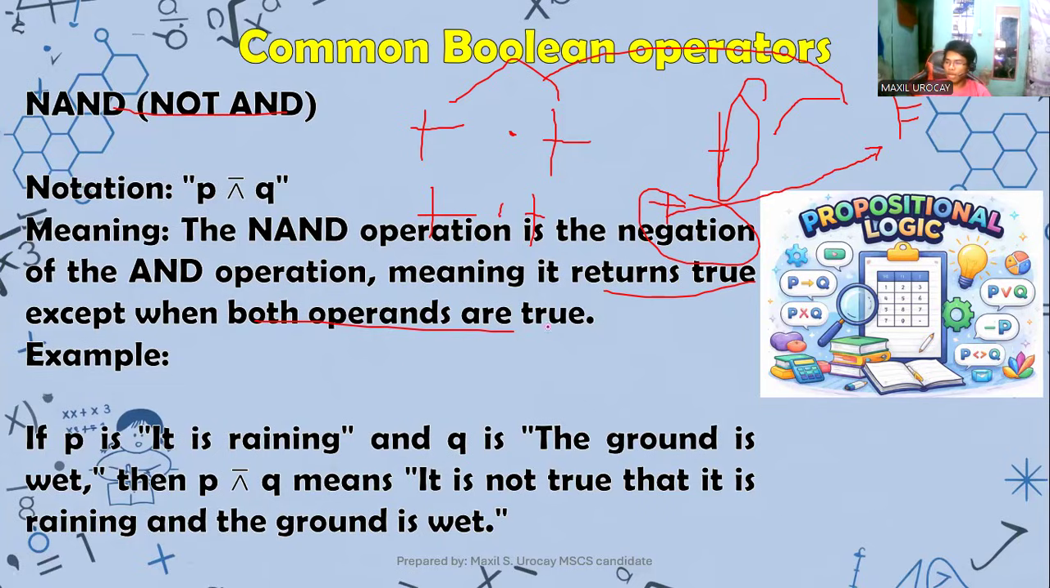So if P is it is raining and Q is the ground is wet, then the NAND result for that will be: it is not true that it is raining and the ground is wet.